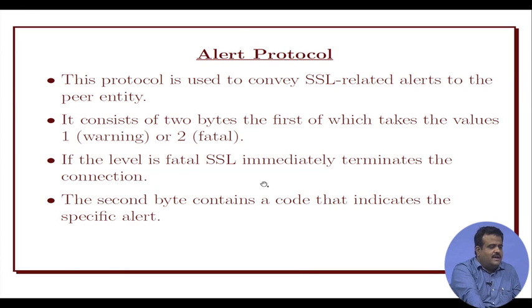So, this is the alert protocol. The alert protocol uses 2 bytes, the first of which takes the value 1 or 2. Okay. So, 1 means just a warning, but if the value is 2, then it is a fatal signal. If the level is fatal, SSL immediately terminates the connection. Okay. And the second byte contains a code that indicates the specific alert.